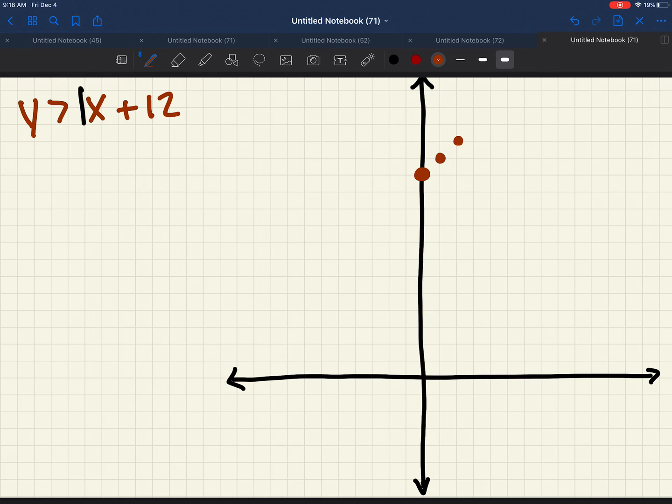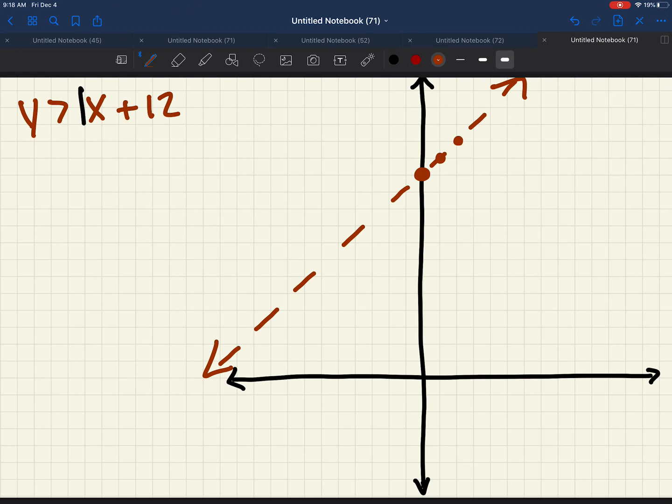Okay, now, before I just draw a line through that, remember we talked about at the beginning, it's either going to be a dotted line or a solid line. Which one would I have here? Dotted, because it doesn't have the equal sign. Okay, so that line goes all the way across my graph. Then I have to determine, am I going to shade everything below the dotted line or everything above?